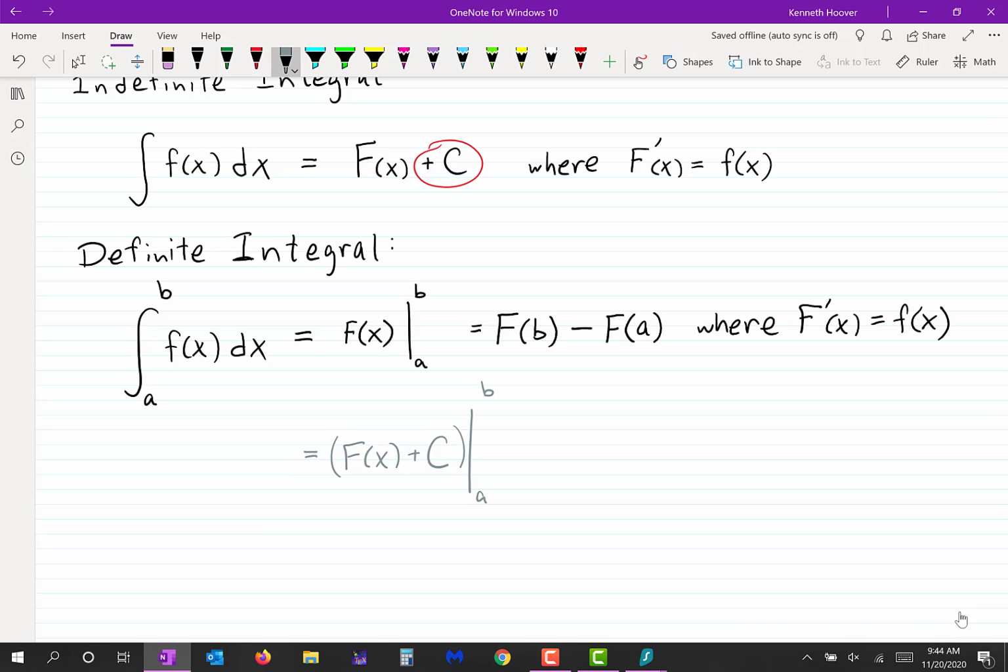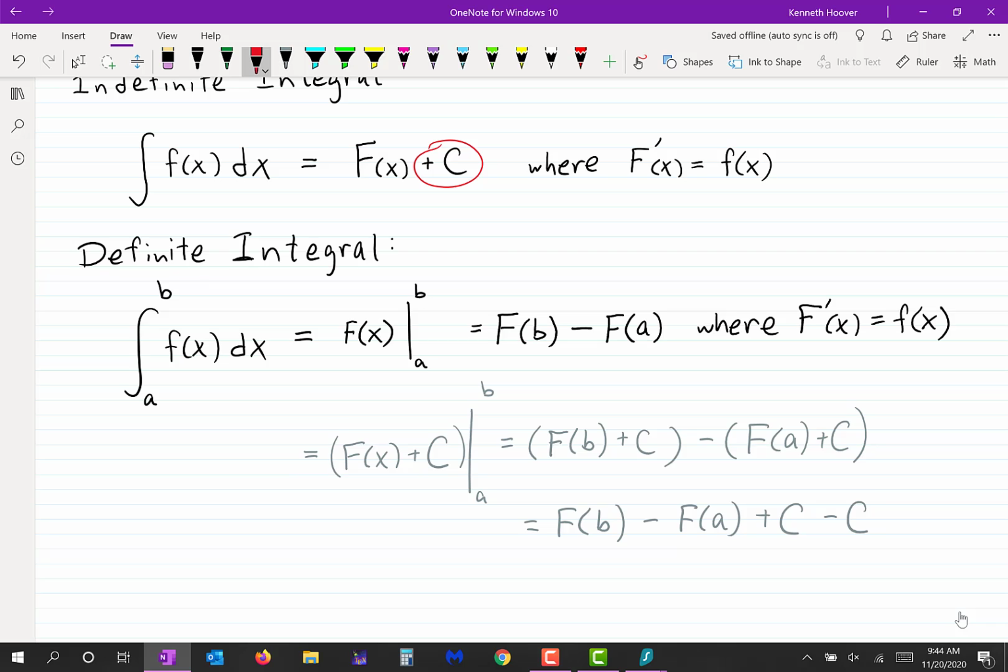But in any event, if you did that, then when you plugged in the b and the a, you would get this. Capital F of b plus c minus capital F of a plus c. So you would get capital F of b minus capital F of a plus c minus c, and the c's would cancel each other out. So there's no need to write the plus c, but if you feel like writing it, it's not going to give you the wrong answer. It is going to work out the same either way.